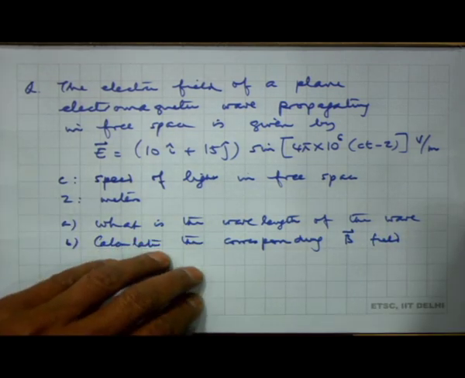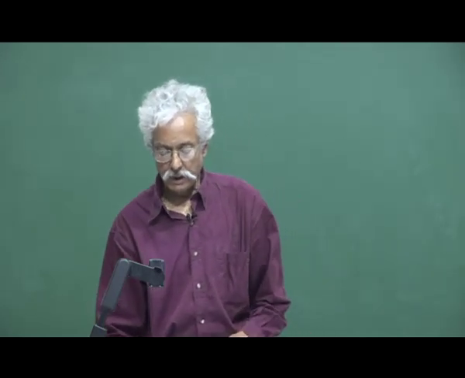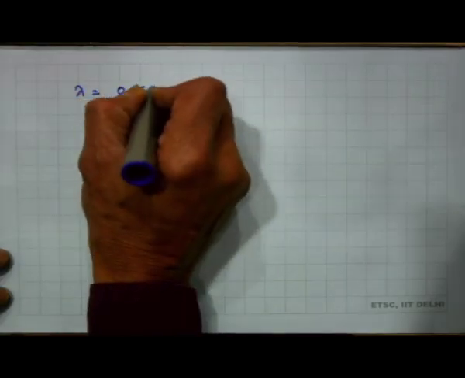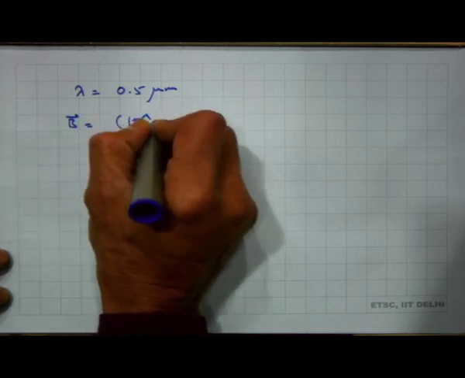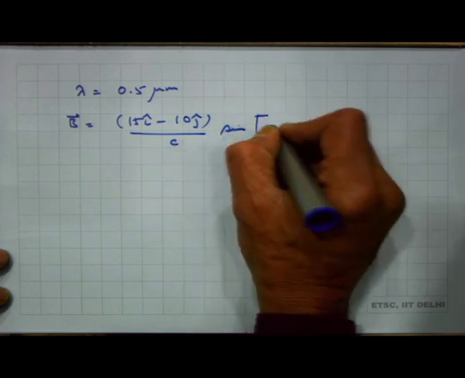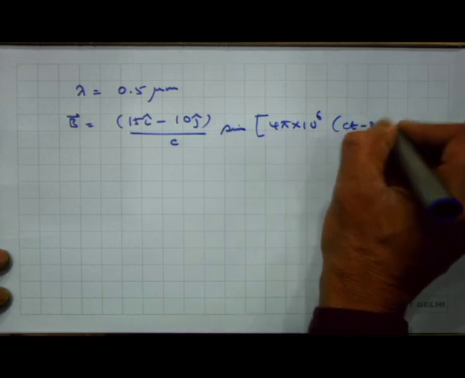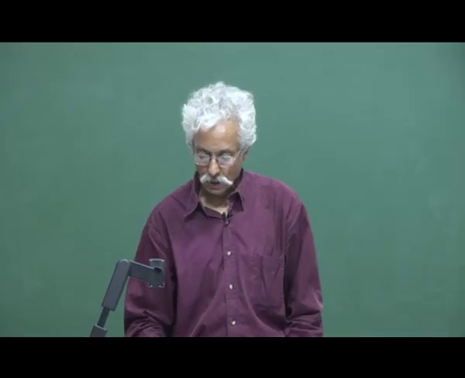So, let me give you the answers. I would like you to work it out. Please remember, electromagnetic fields, you have to find out what direction the wave is propagating, and so let me give you the answers. So, the wavelength is 0.5 micrometers and the B field will be given by 15 i minus 10 j by C sin 4 pi 10 to the power 6 into t minus z by C. So, that is the magnetic field.